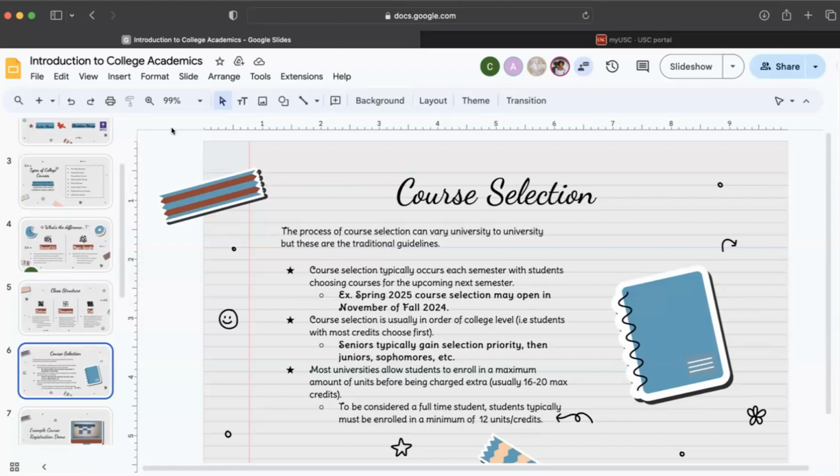And most universities have a maximum number of credits that you can take before being charged extra. Typically, this is between 16 and 20. I know at my school personally, that number is 18, and you can take up to 20 without being charged extra if you get approval. And typically to be counted as a full-time student, which means that you might get certain financial aid or certain housing privileges, you have to take a minimum of 12 credits.